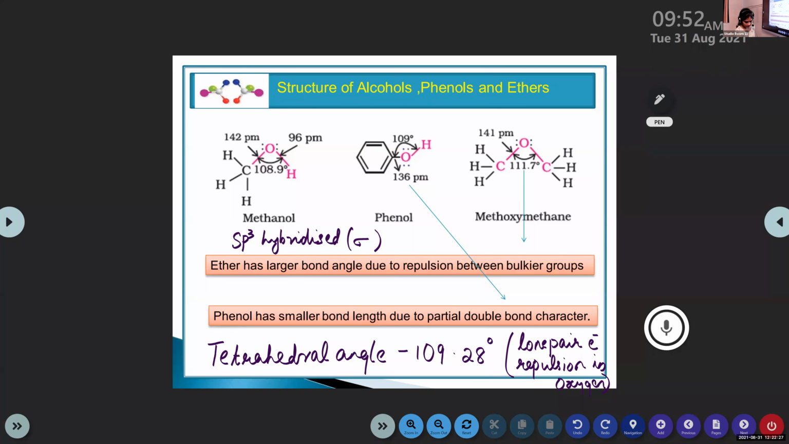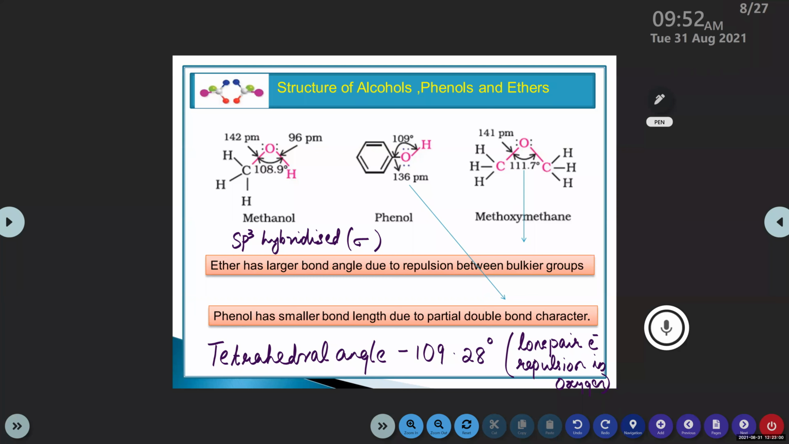This is clear, children? All of you? Only 2 points here. Carbon and oxygen, they are sp3 hybridized. Then there will be a sigma bond formed between carbon and oxygen. Then in the case of angle, here it is 108.9 degree. That means slightly less than tetrahedral angle. The reason for the slight difference is the lone pair electron repulsion in oxygen. Clear? This is clear?